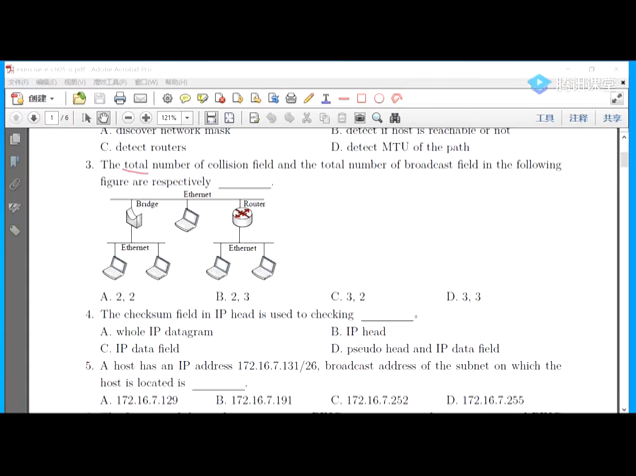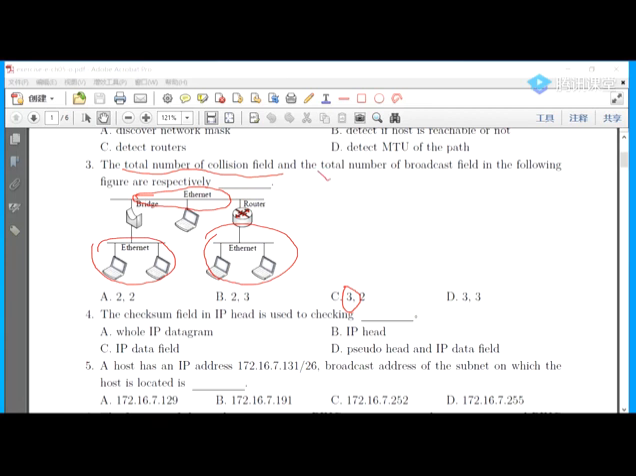This is a collision field. This is a collision field. This is a collision field. So the answer is C, 3. The total number of collision fields is 3.